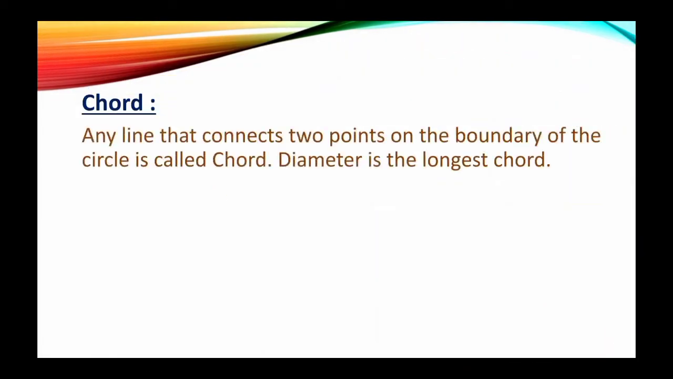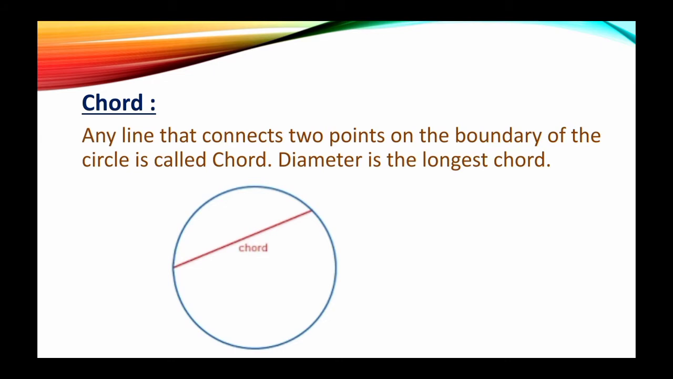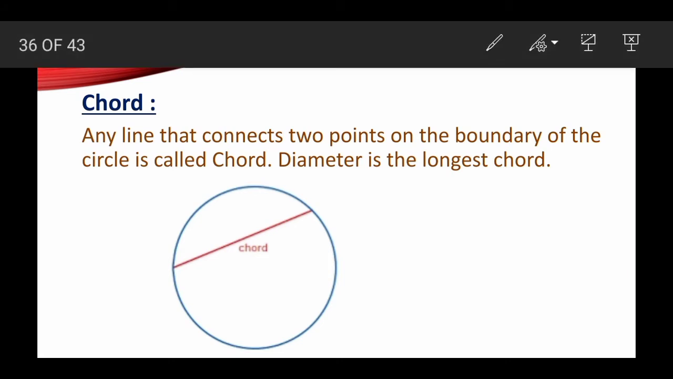Now come to chord. Any line that connects two points on the boundary of the circle is known as a chord. Here this red line is a chord. If we draw one more line connecting two points, this line segment is also known as a chord. Diameter is one of the chords, and it is the longest chord of the circle.